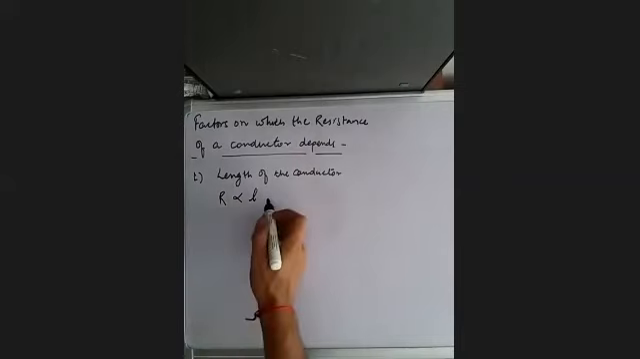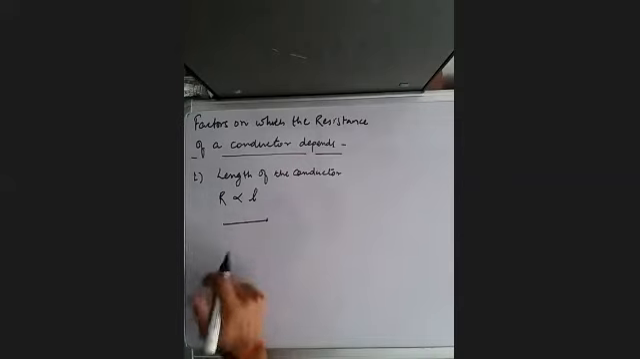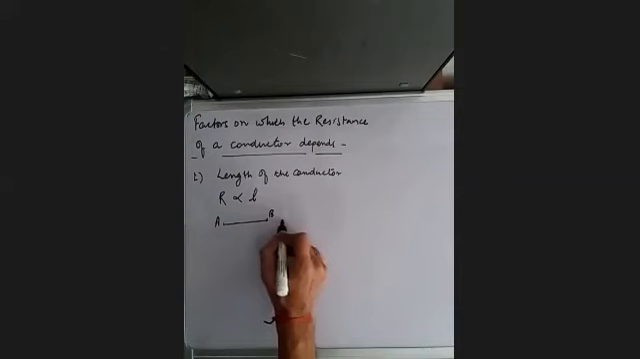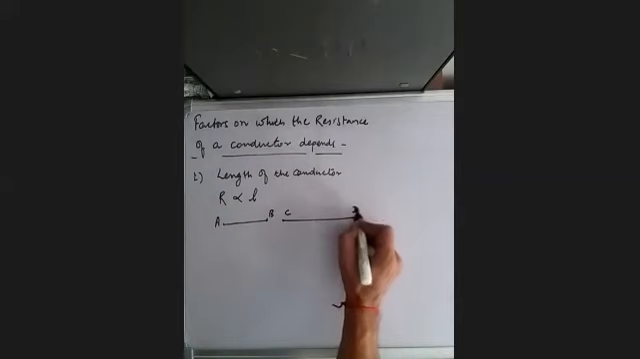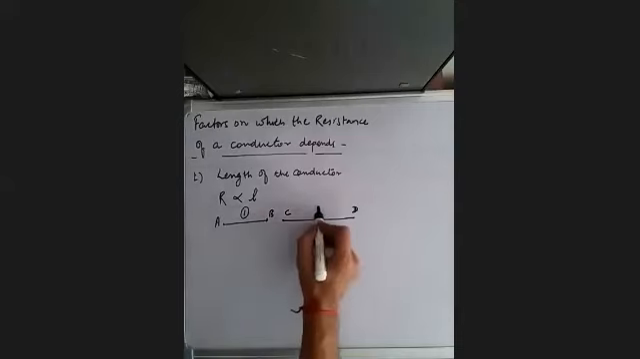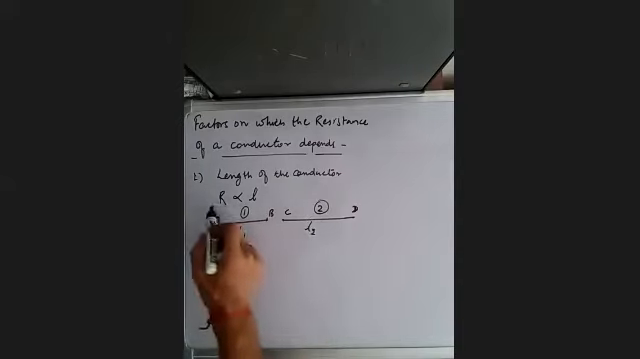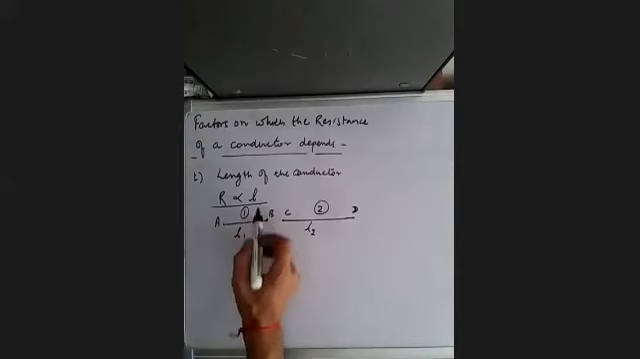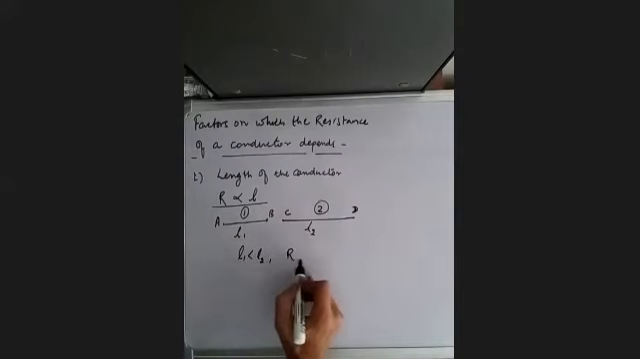So L is the length of the conductor. That means if a conductor has certain length and another conductor has some other length different from AB, so this is conductor 1, this is conductor 2. Now this is L1 and this is L2. So according to this, because R is directly proportional to L, because L1 is smaller than L2, R1 will also be smaller than R2.